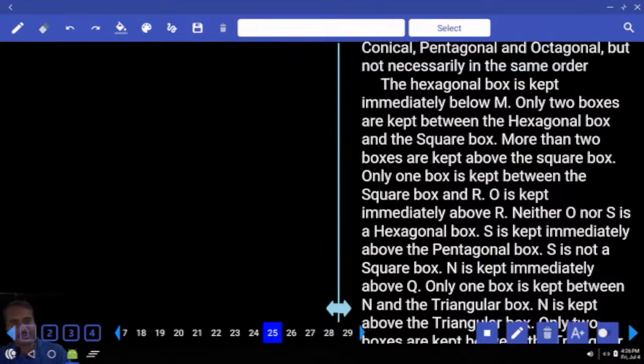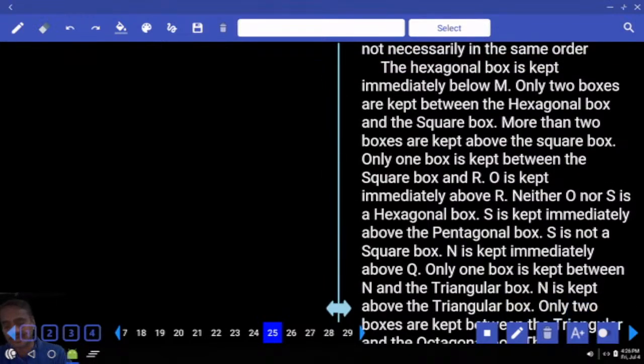Then here in this one, the hexagonal box is kept immediately below M. Where is this hexagonal? Immediately below M. M is here, and this hexagonal is immediately below M. Then next one, only 2 boxes between hexagonal and square. Now between hexagonal and square, how many? 2. If M is here, then hexagonal is here. Now if hexagonal is here, then there are exactly 2 in between square and hexagonal.